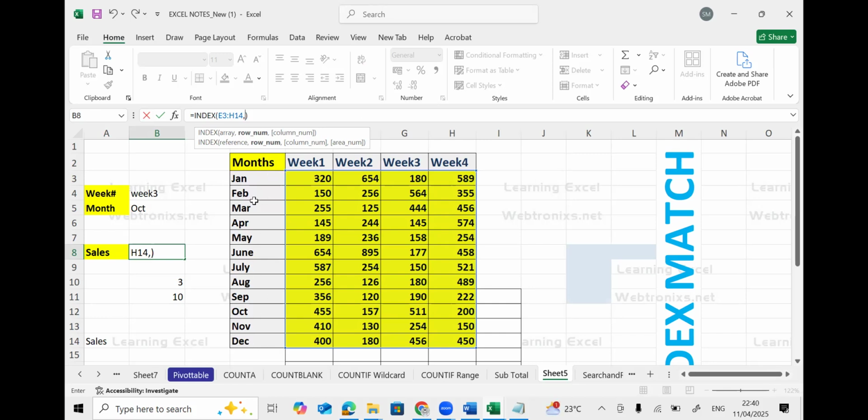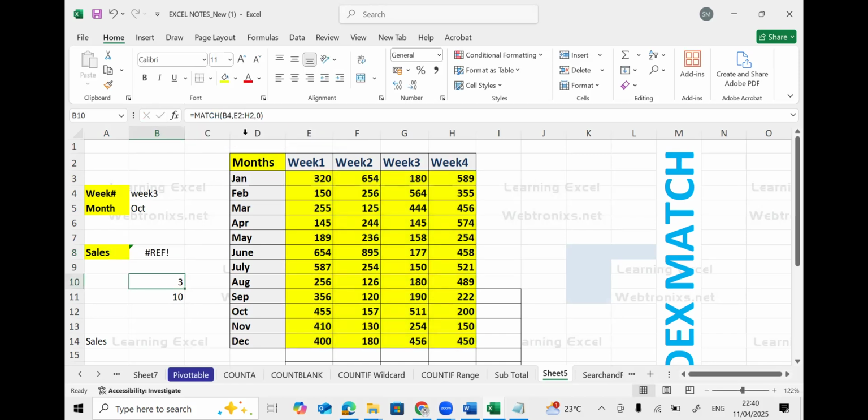Let me repeat again. I am saying I want to find out the numeric position of October in this range. Are you getting my point? Then column number: I want to find out what the numeric position of week 3 is in this range. If I know that I have a function that can help me find the numeric position of data within a range, my work is done. For that, we have MATCH for our rescue.